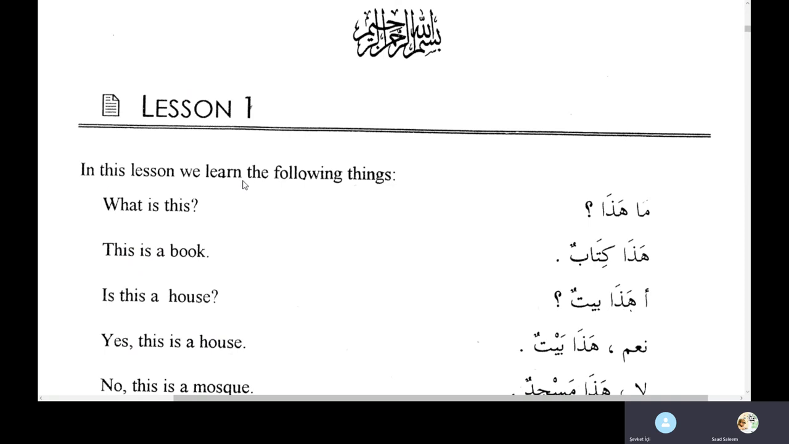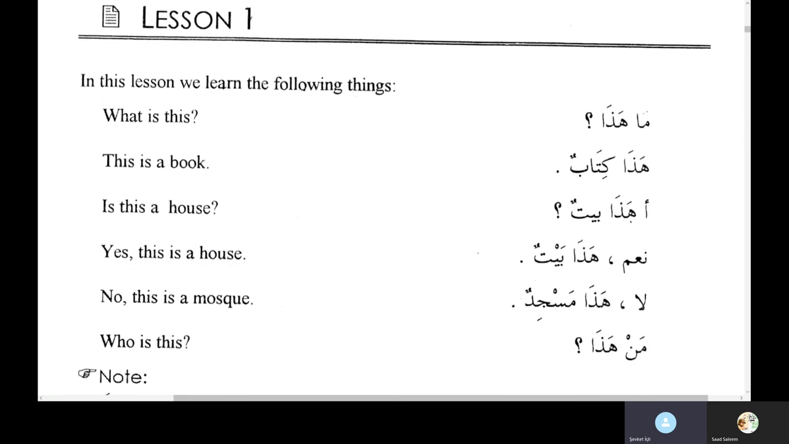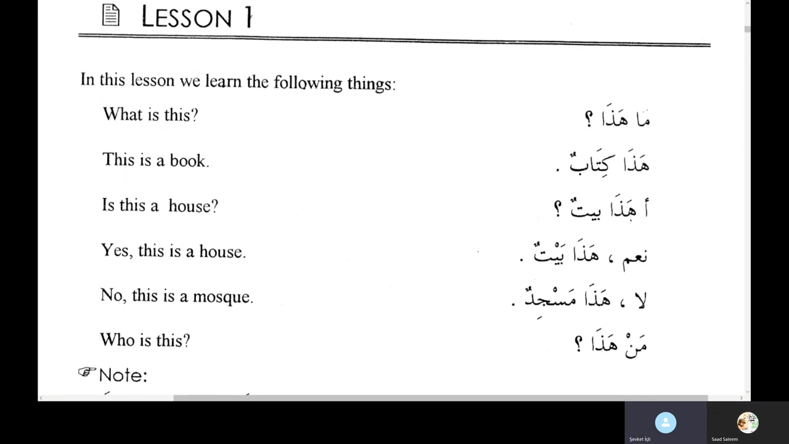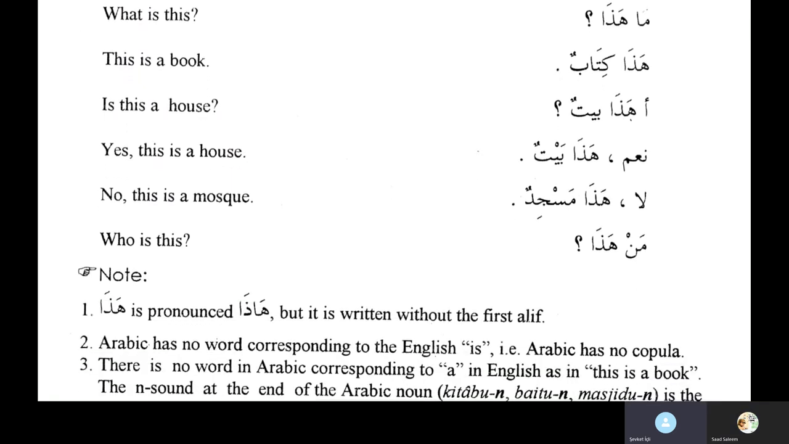Lesson 1. In this lesson, we learn the following things. Ma haza, what is this? Haza kitabun, this is a book. Ahaza baytun, is this a house? Naam, haza baytun, yes, this is a house. La, haza masjidun, no, this is a mosque. Man haza, who is this?